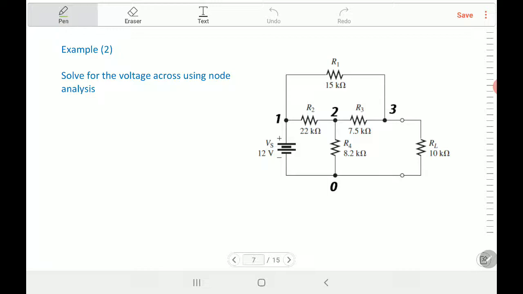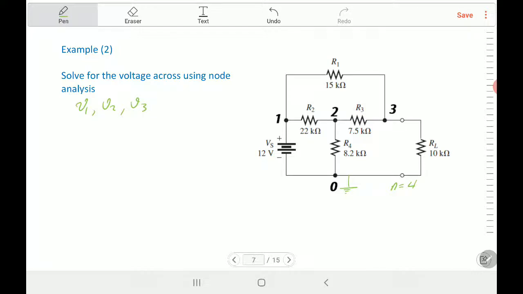In this example, you will observe that you have a voltage source, not a current source. How many nodes do you have? You have 0, 1, 2, 3. You have n equal 4 nodes, but there is one reference. You're going to ground it. So you have 1, 2, 3 nodes, and you will say that you need to find V1 and V2 and V3.